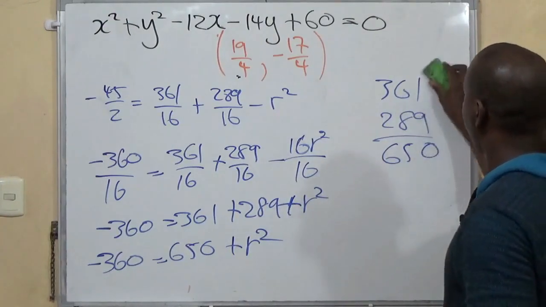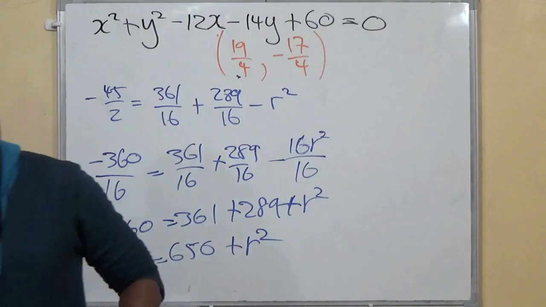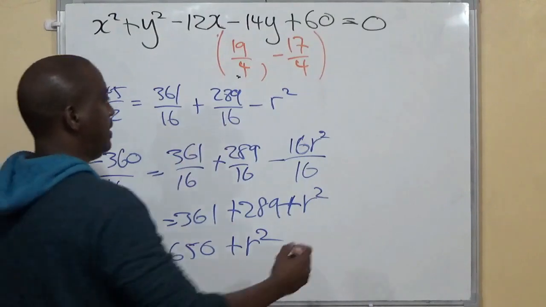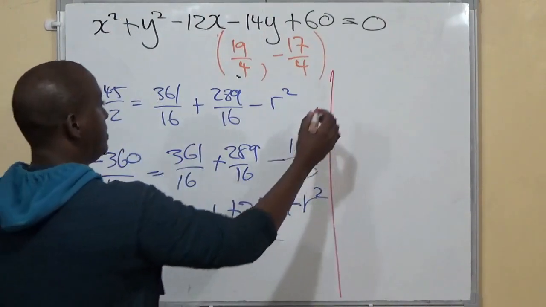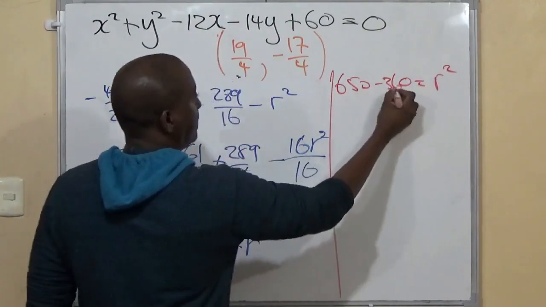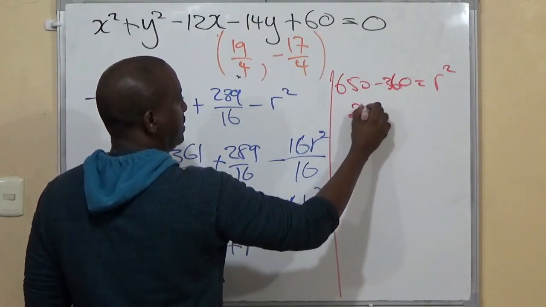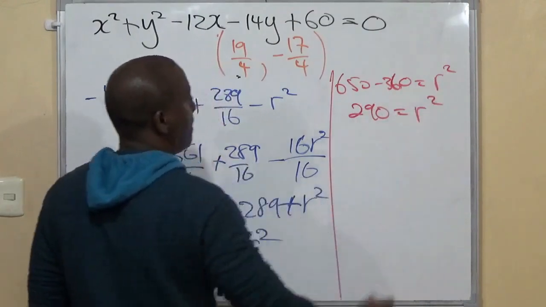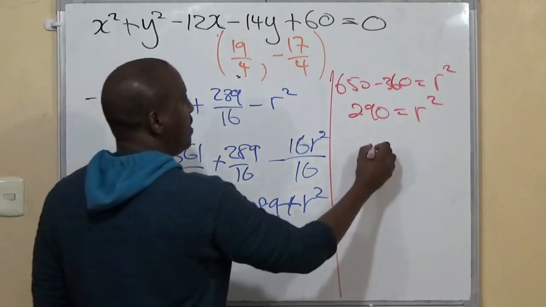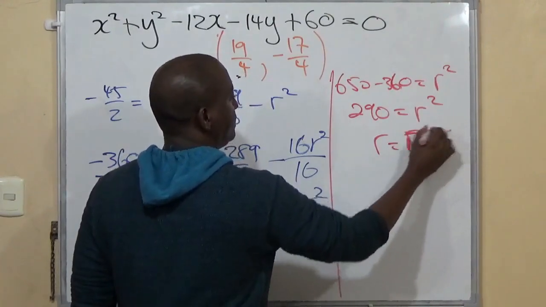So I'm going to chuck it up in the corner here, just for the sake of space. And this is the advantage when you're using the big board, we could just go across. So 650 minus 360 is equal to r squared. So this would be what? 290. 290 is equal to r squared. So therefore r is equal to the square root of 290.